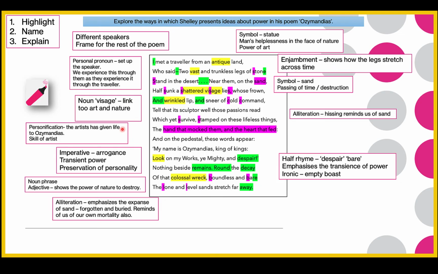If we look down here, I've also had a look at language, the imperative. I think the imperative shows a little bit of arrogance. Also maybe shows a transience of power because this person's arrogance wasn't strong enough to save the statue. But also it's a way of maybe preserving the personality. We do get a sense of the personality from the imperative. So I've just tried to jot down a few things in terms of my own interpretation and my analysis.